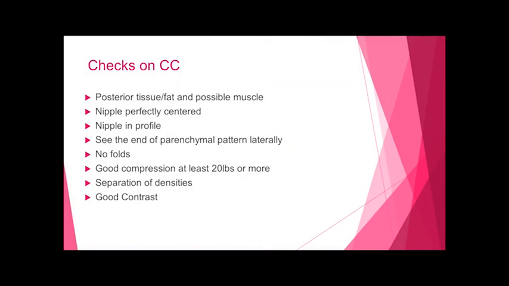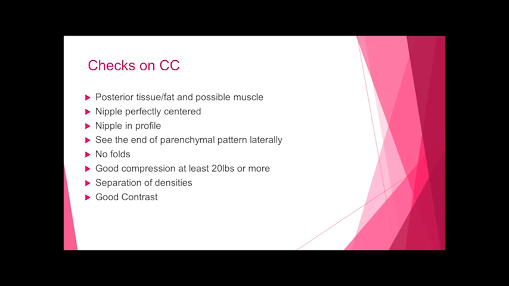So you're going to do checks on your images. So each category, of course, CC and MLO view. Your CC, you want to look at posterior tissue. Is there fat, retroglandular fat, possibly muscle for ACR? Make sure your technologists are leaning the patient forward to get that posterior tissue. Plus, you have to pull on the breast the whole entire time without letting go to make sure you get enough posterior tissue. Nipple has to be perfectly centered. You don't want it pointing lateral. If it is, it's missing lateral tissue. You don't want it pointing medial, or you're missing medial tissue.